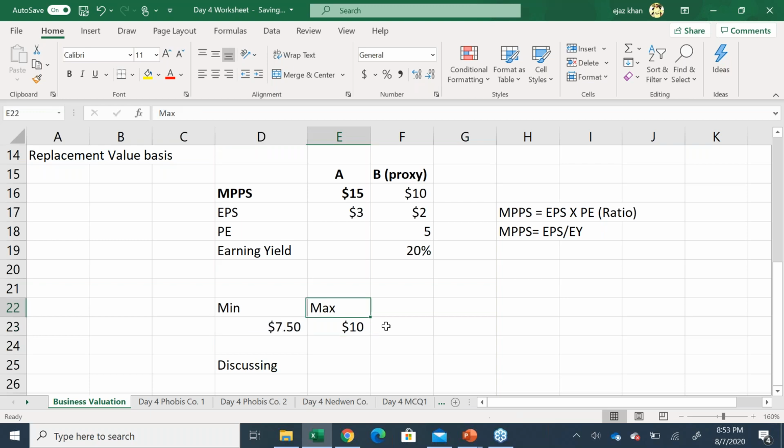Unlisted company will have no price in the market. Therefore, we can't calculate the PE ratio of an unlisted company. The only way of calculating the price of an unlisted company is using a listed company's PE ratio. That's it.